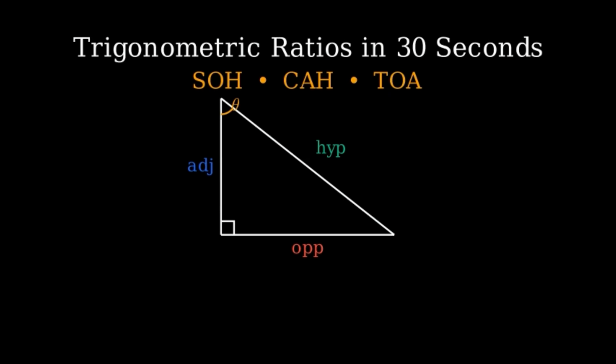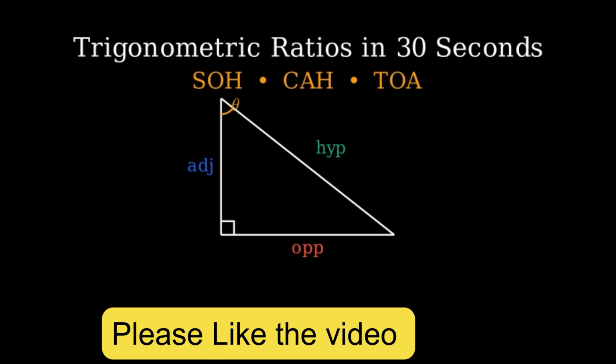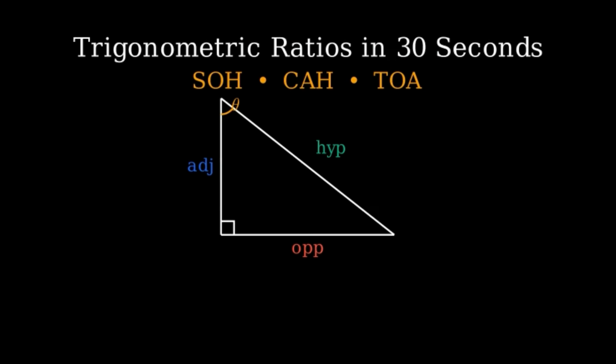Name the sides with respect to theta: opposite, adjacent, and hypotenuse. Then the ratios are sine equals opposite over hypotenuse, cosine equals adjacent over hypotenuse, and tangent equals opposite over adjacent.